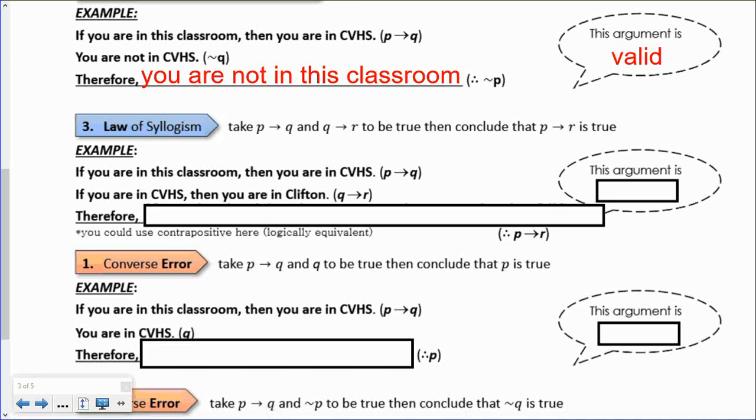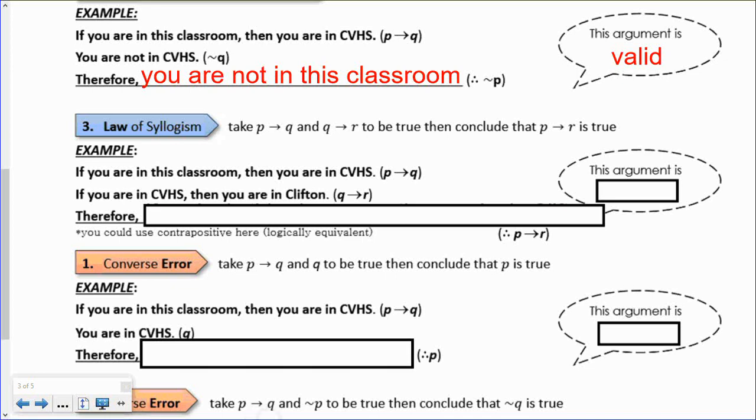And then to finish, you have to link the beginning and the end. So what was my first idea? P is where I start. Where do I end? R. So to finish your statement, you would link the beginning to the end. So P arrow R.